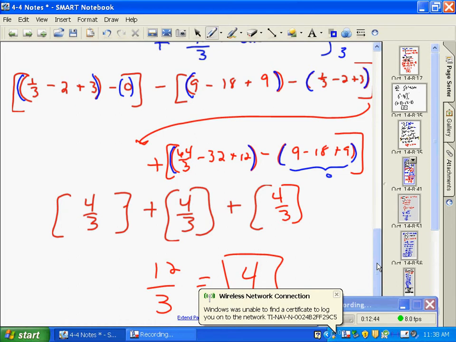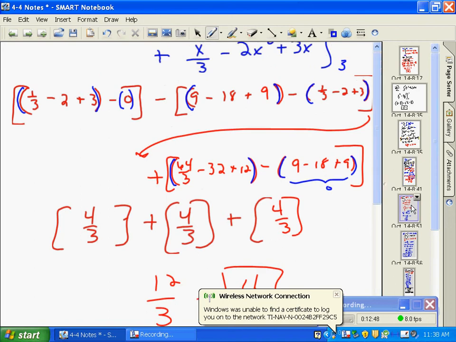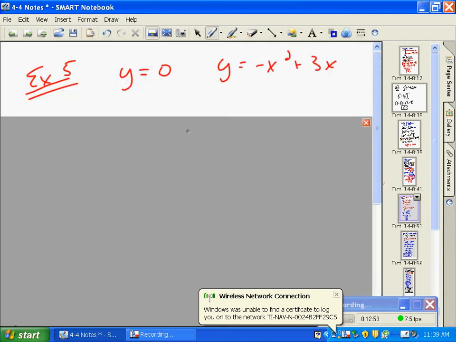Okay, example 5. Again, pause whenever you need. I'm ready for example 5. Example 5 says to find the area of the region bounded by the graphs of the equations y is equal to negative x squared plus 3x and y is equal to 0.